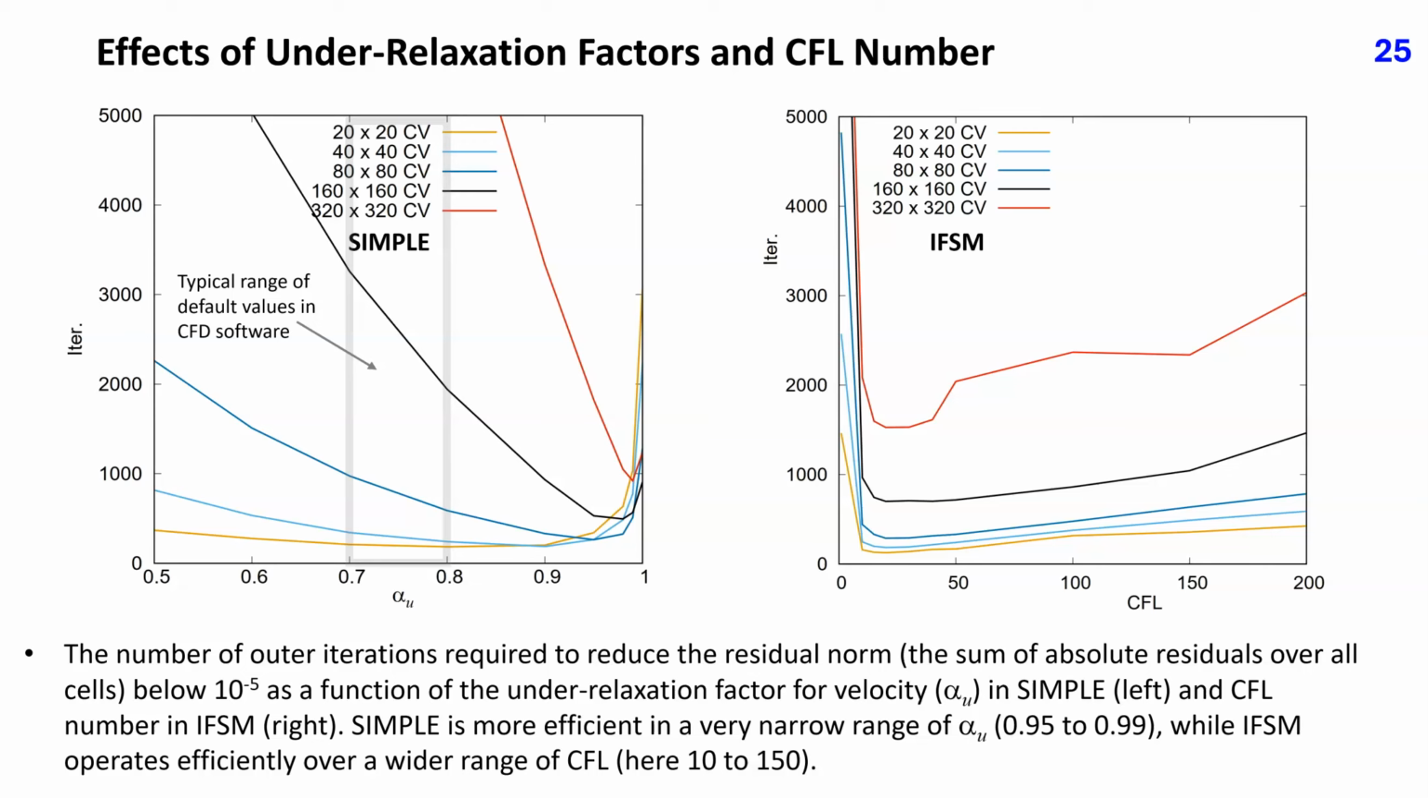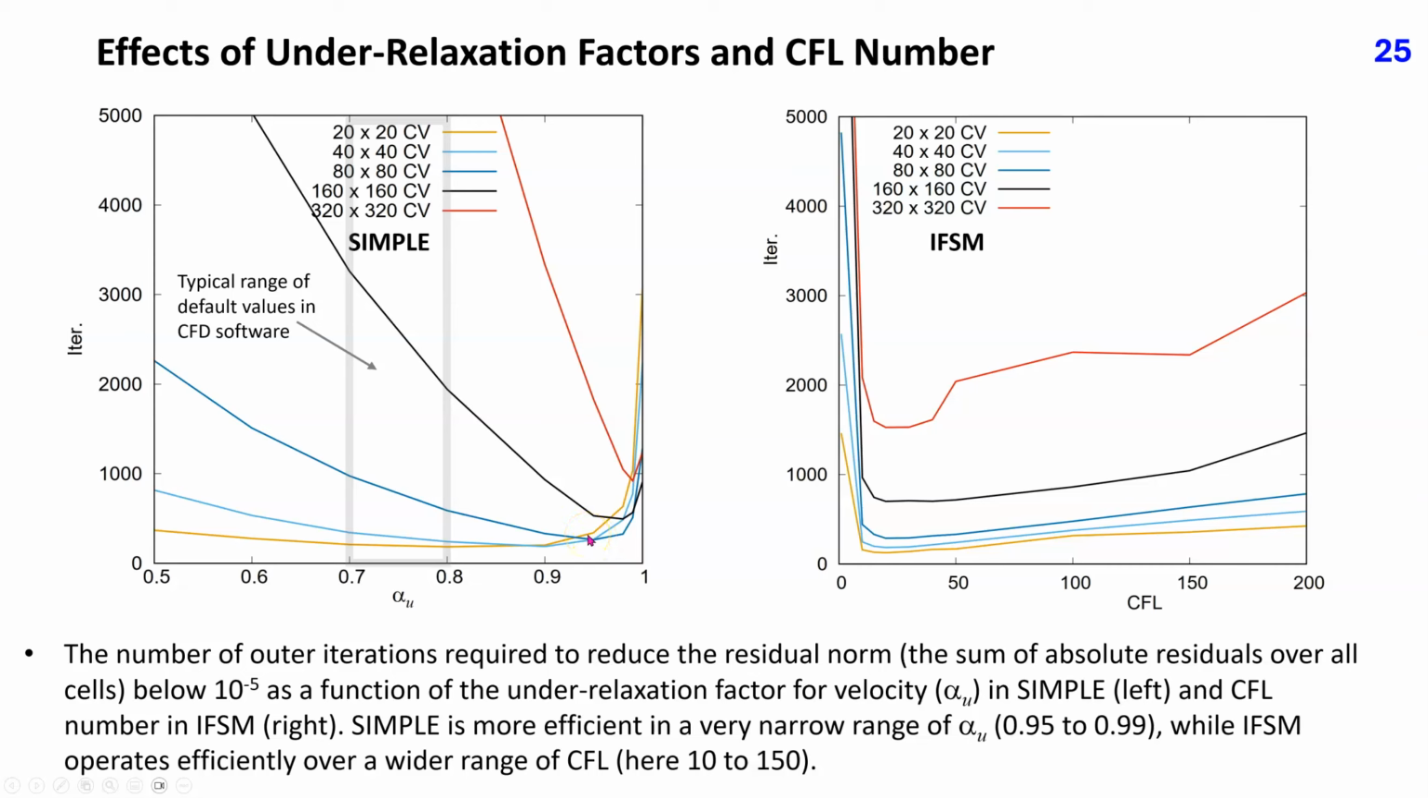The plot on the left shows the number of outer iterations required to reduce the residual norm, here the sum of absolute residuals over all cells, below 10 to minus 5, as a function of the under-relaxation factor for velocity, alpha u, in SIMPLE for all non-uniform grids used. We see that as the grid gets finer, the increase in the required number of iterations with departure from optimum becomes more rapid. For the 80 by 80 cells grid with alpha u equal 0.8, we need approximately twice as many iterations as at the optimum value of alpha u equal 0.95.